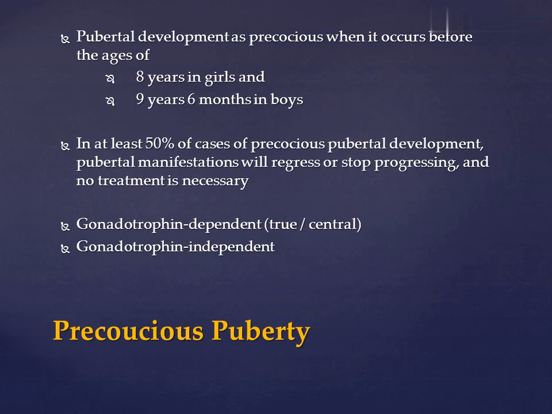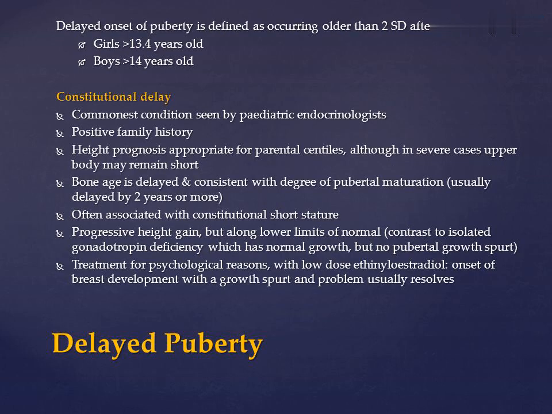Gonadotrophin-dependent, true, central. Gonadotrophin-independent. Precocious puberty. Delayed onset of puberty is defined as occurring older than 2 SD after the average age. Girls greater than 13.4 years old. Boys greater than 14 years old.